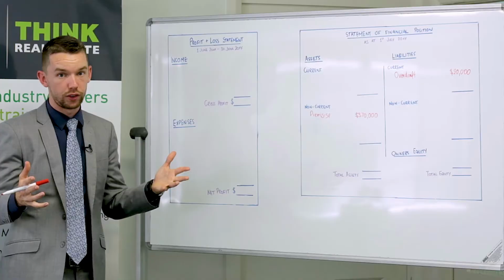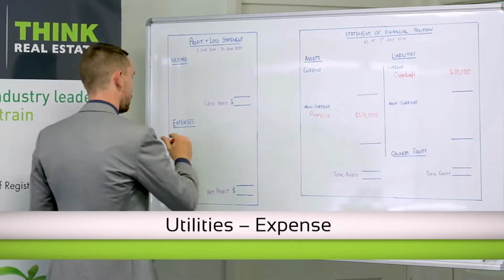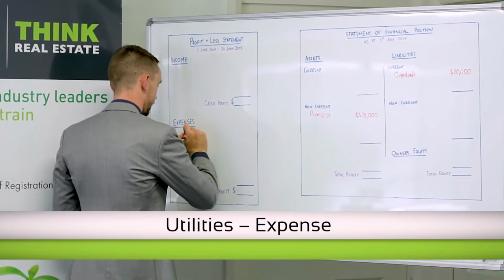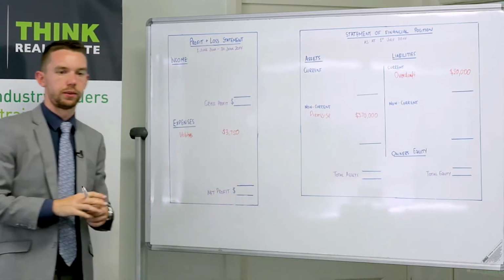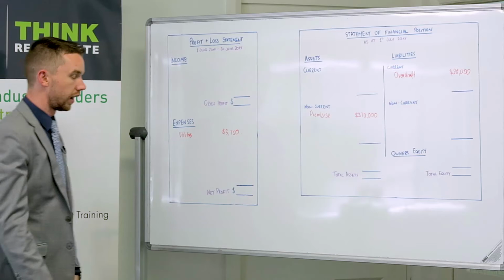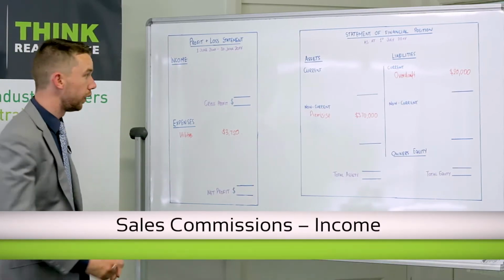We've got utilities. Utilities. Or running expenses. So you can name it right there. So it's going to be an expense, and the figure? $3,750. Great. What else? Sales commissions. I think that's going to be pretty straightforward. I think we know that's going to be income, isn't it? Straight into our income, $380,000.